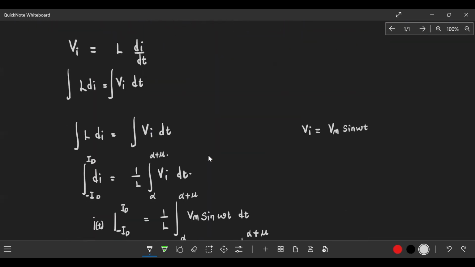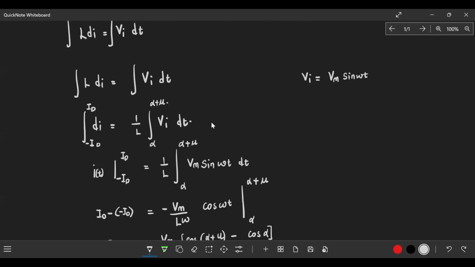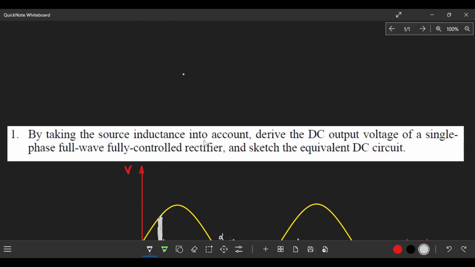Now let us look at the next question. Let me just share the next question, so we see how we can apply this. Let's see how we can apply this concept here. Oh, and they also say we should sketch the circuit. Sorry, I forgot that. It also says to sketch the equivalent DC circuit.